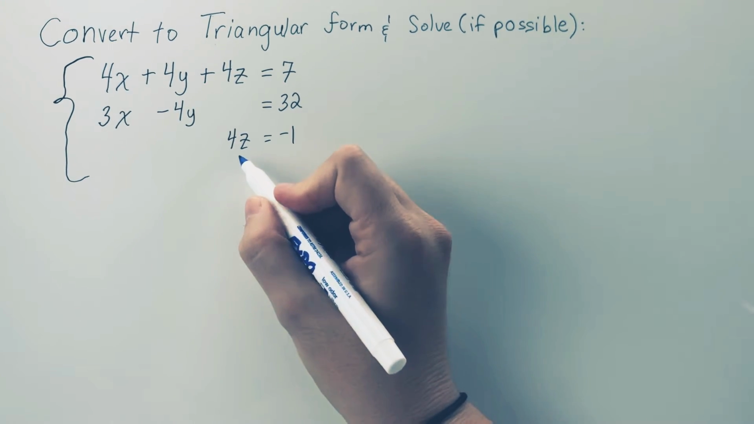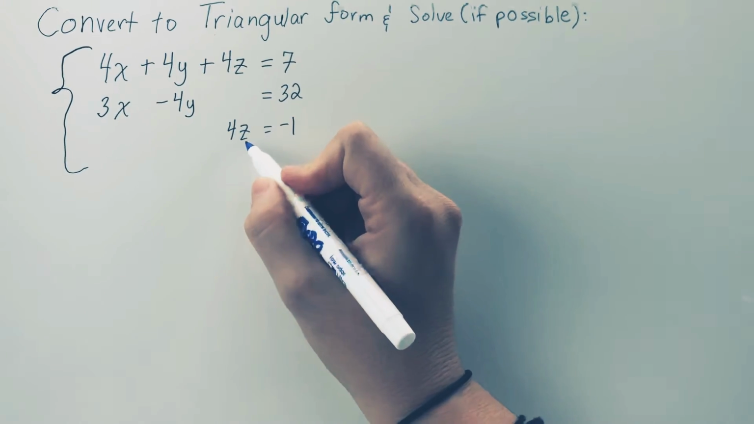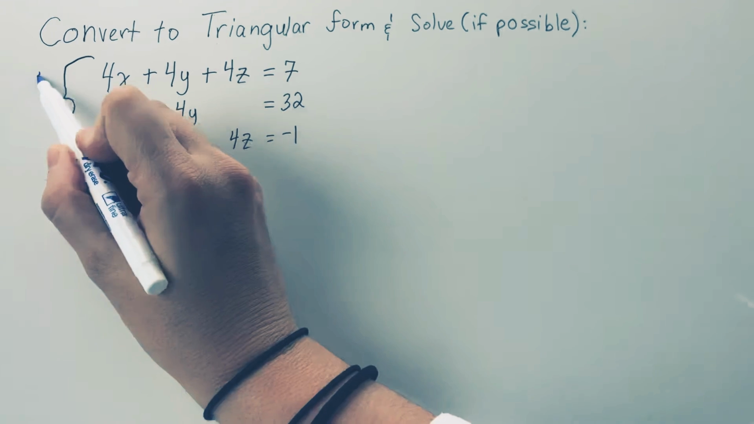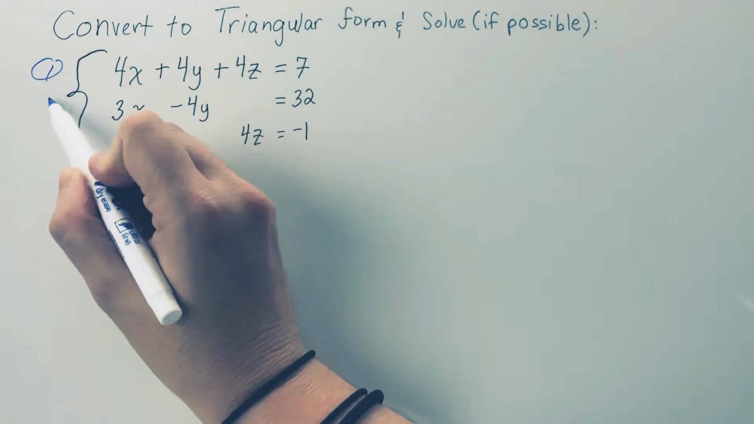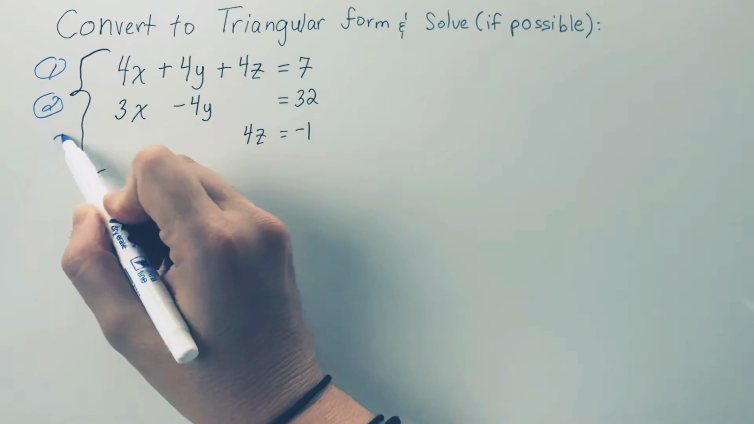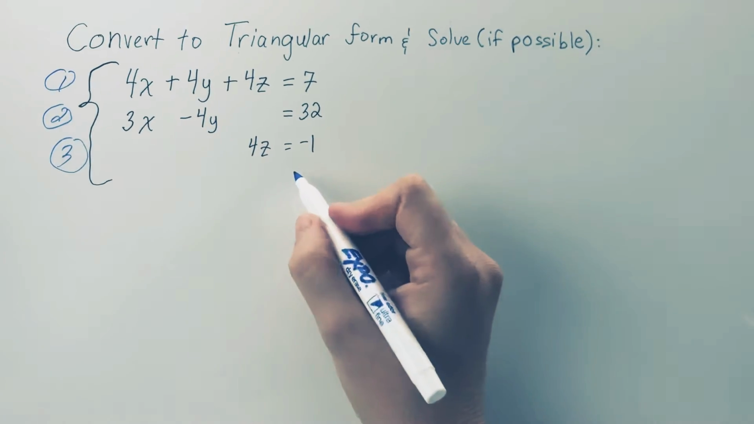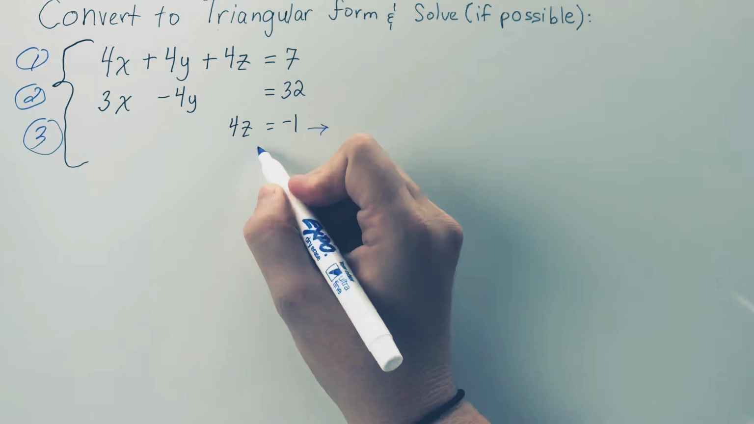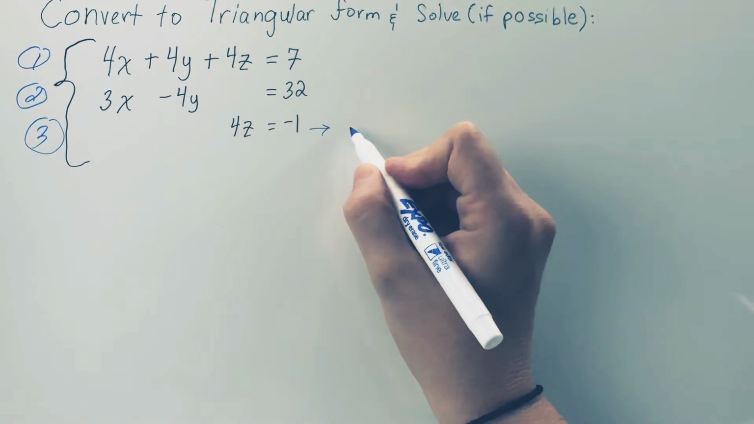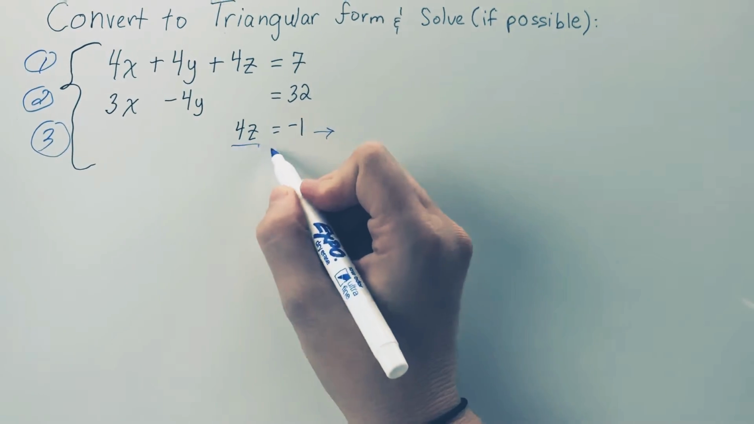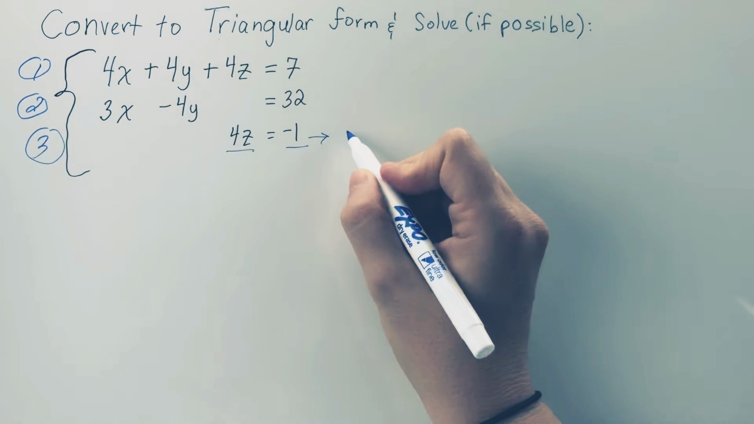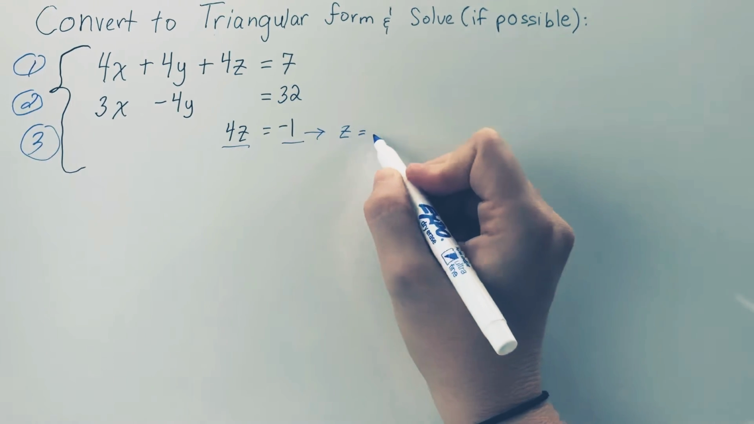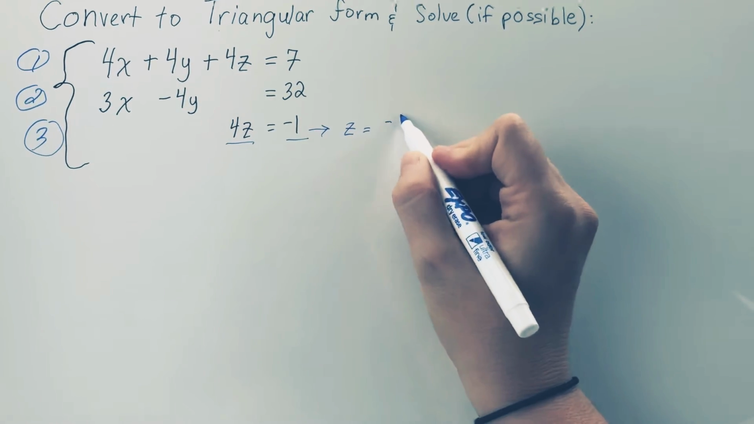If you notice that there's already one that's almost isolated, like in equation 3, let me number these equations 1, 2, and 3. In equation 3, we could easily solve for z by dividing by 4, or multiplying the whole thing by 1/4. So if you divide by 4 here and here, you end up getting that z is equal to -1/4.